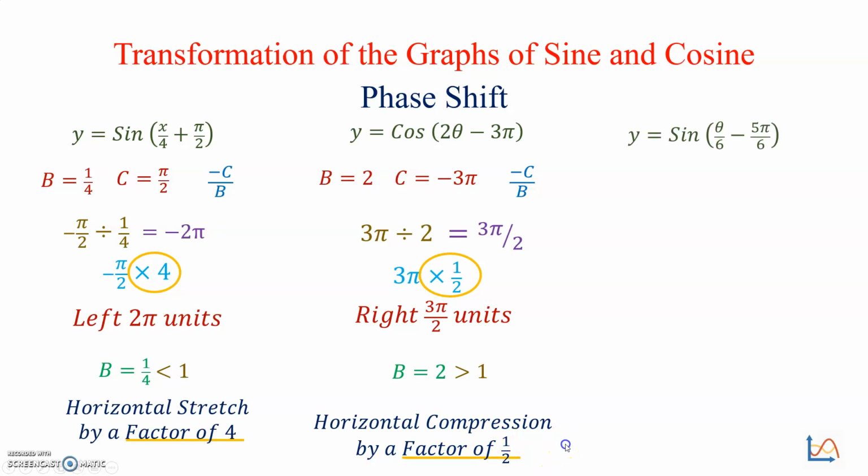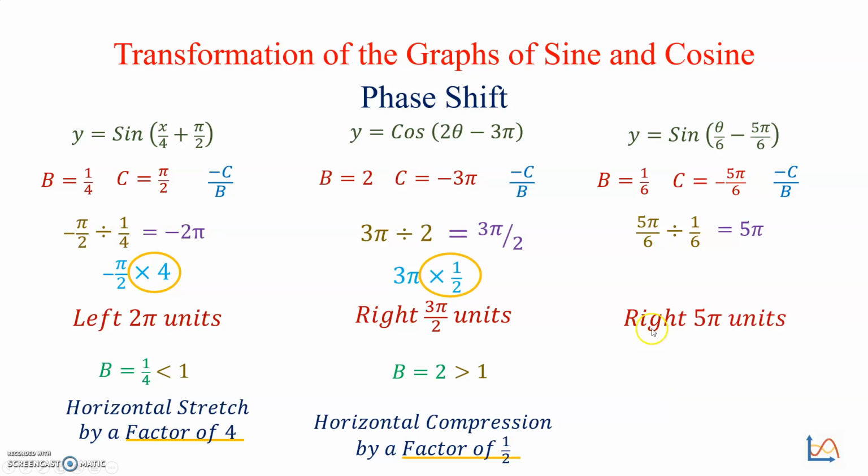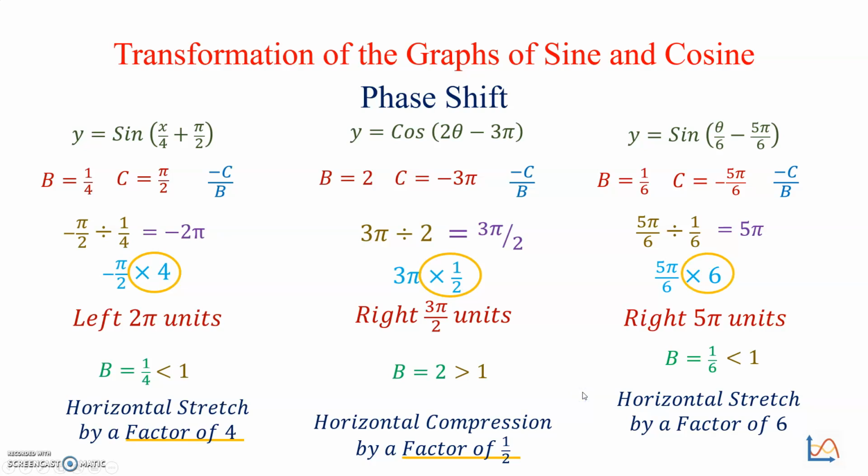And the last one, we have our B and our C. Formula: change the sign of the C, divide by the B. So, changing the sign, 5 pi over 6 divided by 1/6 gives an answer of 5 pi. So the phase shift, we're moving right 5 pi units. Looking closer at the B, because the B was 1/6, and that's less than 1, that creates another stretch, a stretch by a factor of 6, because there's the 1/6. That means when we multiply, we're multiplying by 6, which means a factor of 6.